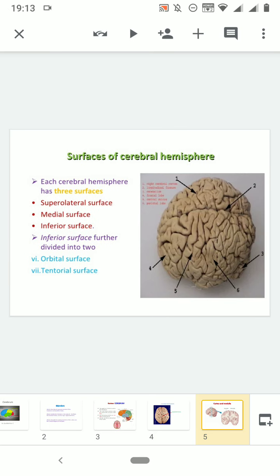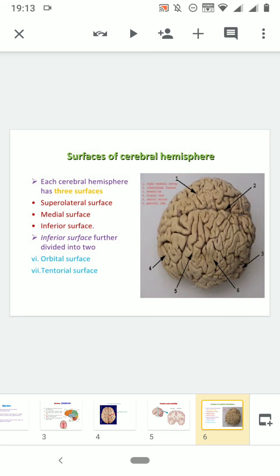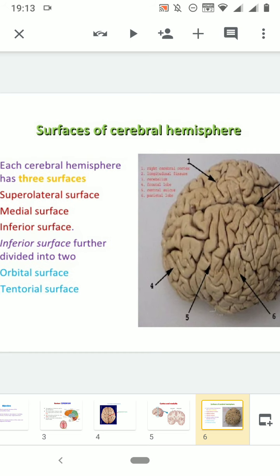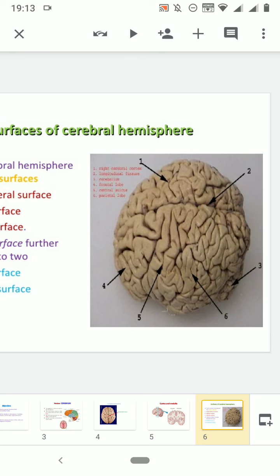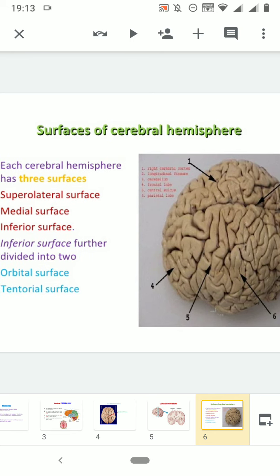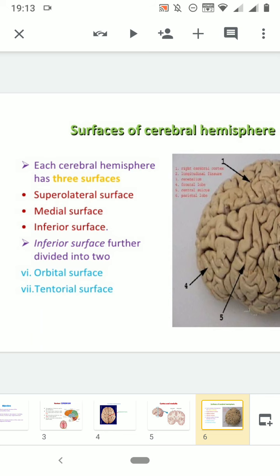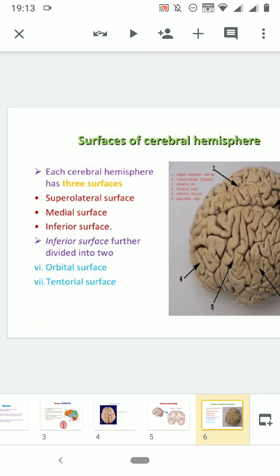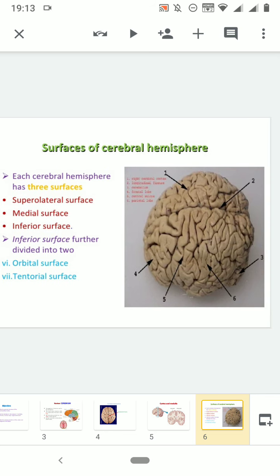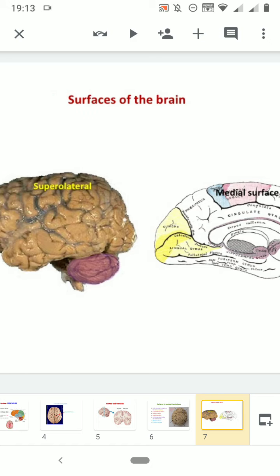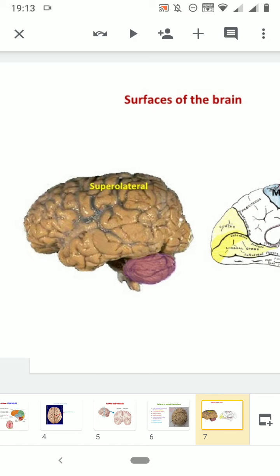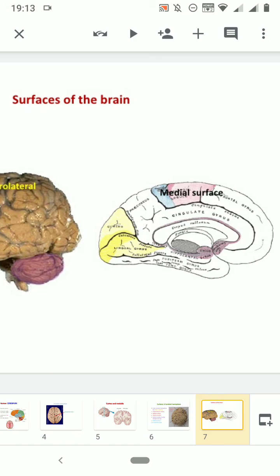Now let's see the surfaces of the cerebral hemispheres. Each cerebral hemisphere has three surfaces: a superior lateral surface, a medial surface, and an inferior surface. The inferior surface is again divided into an orbital and a tentorial surface. What you can see over here is the superior lateral surface, and we are going to come to it more clearly in this slide. On the left side we have the superior lateral surface, whereas on the right side we are showing you the medial surface.